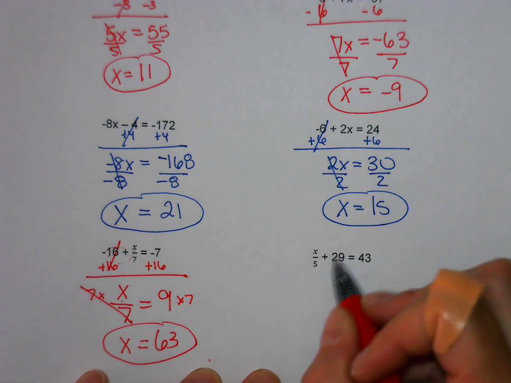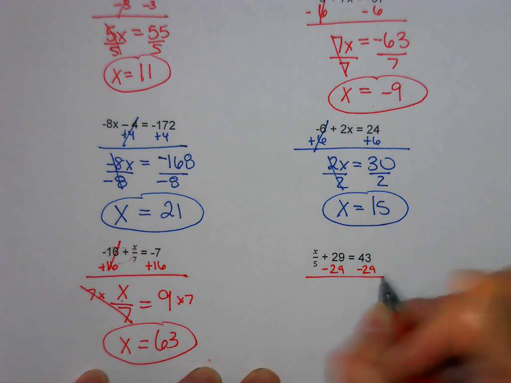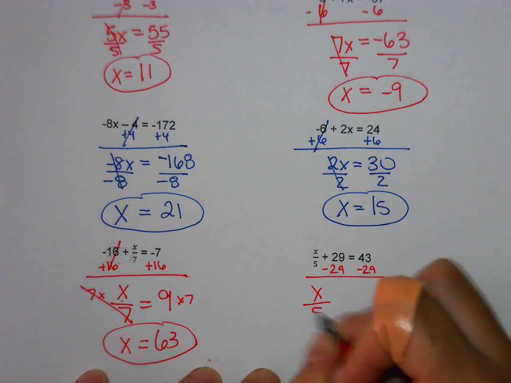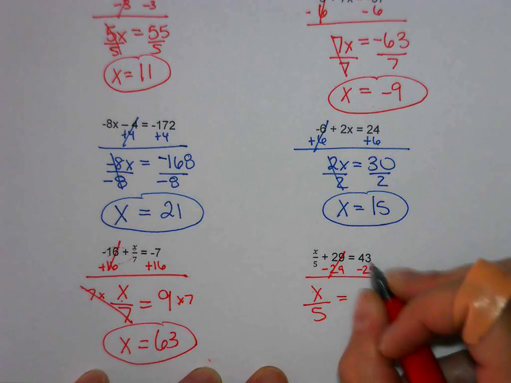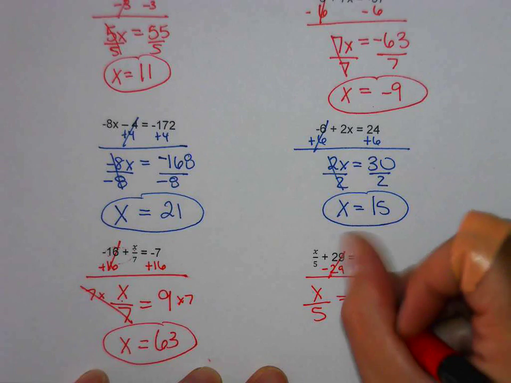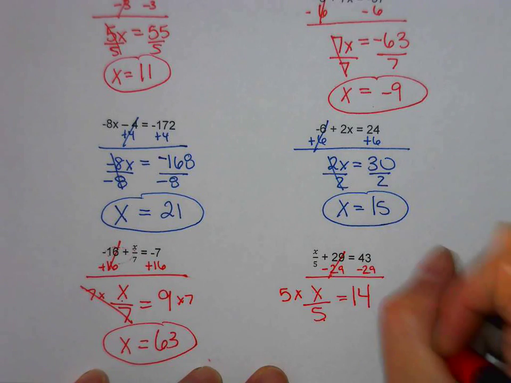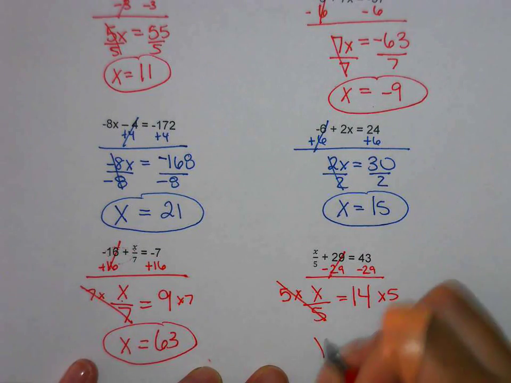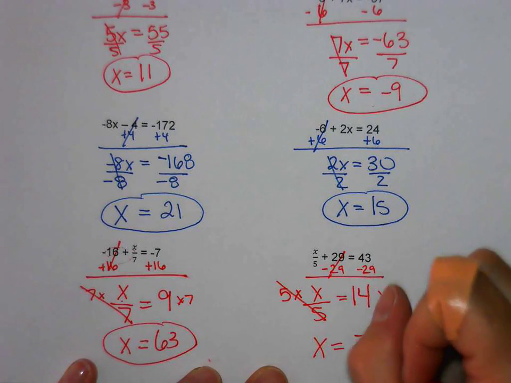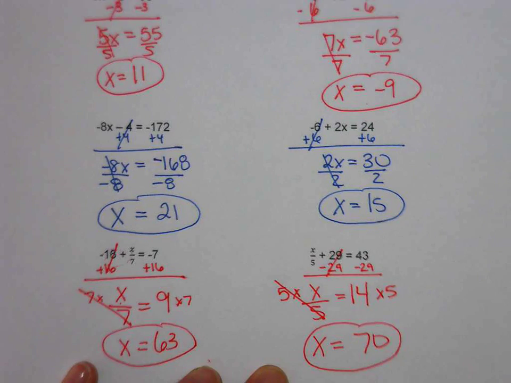So here we're adding 29. So we want to subtract 29. So x over 5. 29 minus 29 is 0. 43 minus 29 is 14. Since we're dividing by 5, we want to multiply by 5. So 5's cancel out. So x equals 14 times 5 is 70. So let's look at the back side.